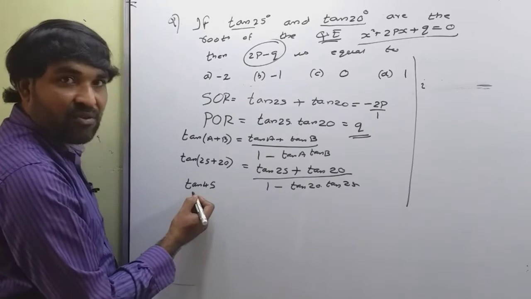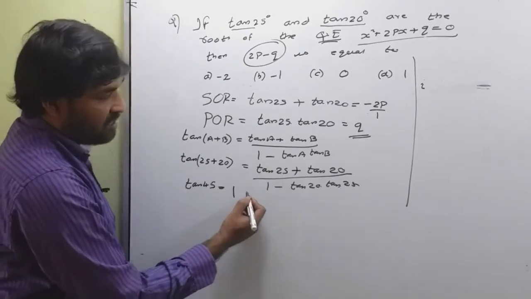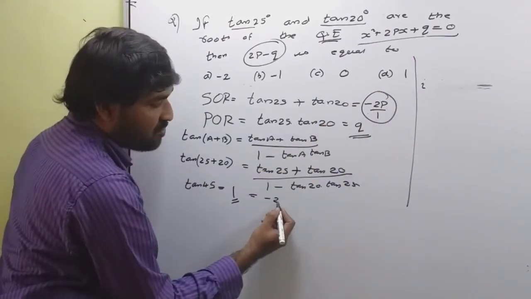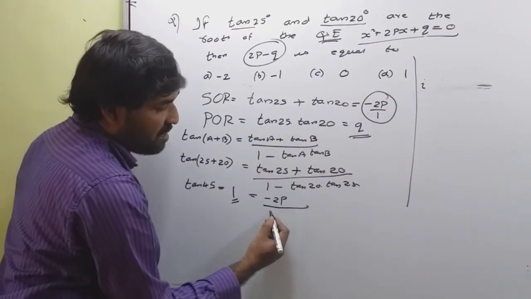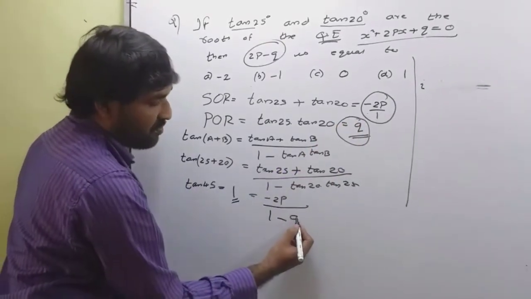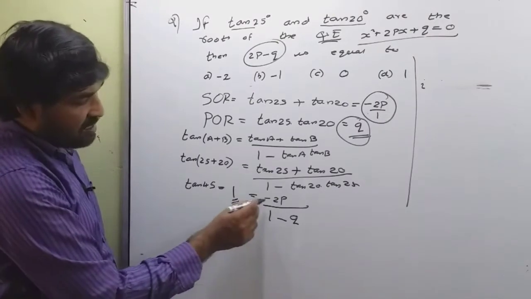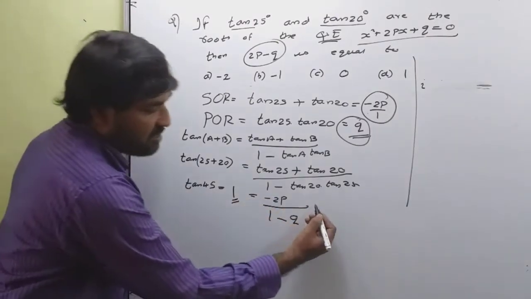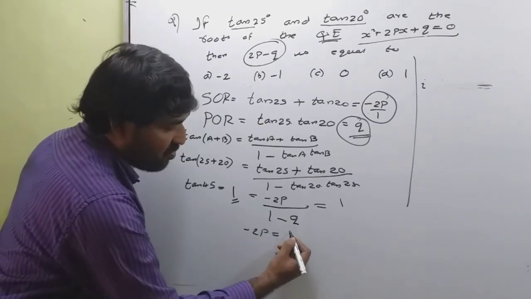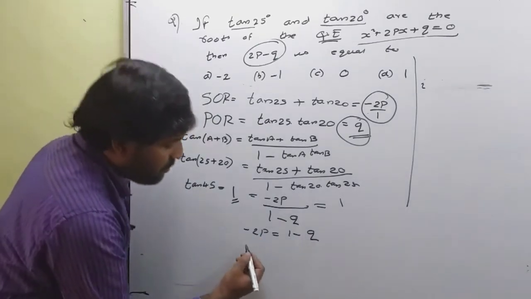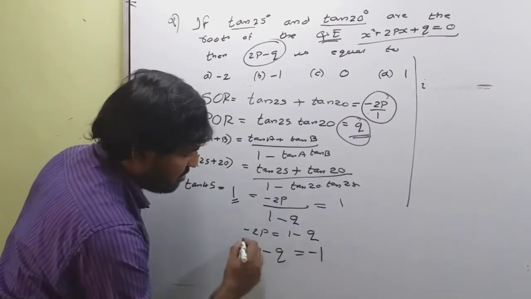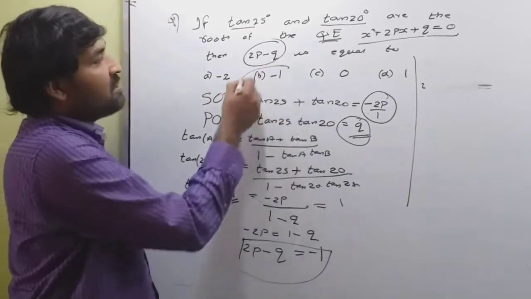The value of tan 45 is equal to 1. That is, tan 25 plus tan 20 is equal to minus 2p, divided by 1 minus tan 20 into tan 25, that is q. This implies 1 is equal to minus 2p by 1 minus q, or minus 2p is equal to 1 minus q, or 2p minus q is equal to minus 1. So minus 1 is the answer.